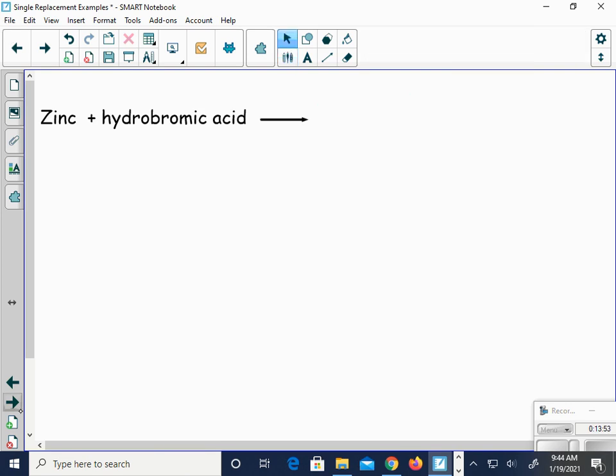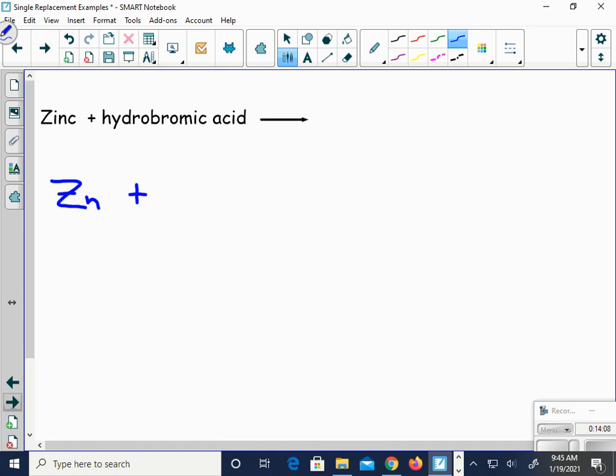Our next example, zinc plus hydrobromic acid. I've got my zinc here. Hydrobromic acid, with the hydro, that is bromide. So I have HBr.